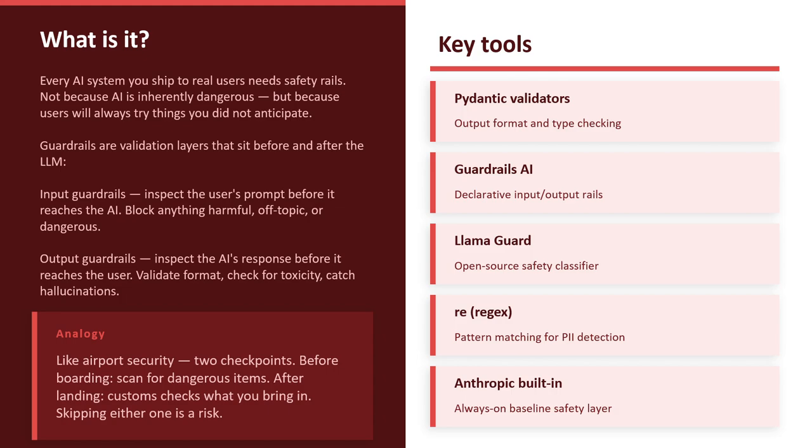Before boarding your flight, security scans for dangerous items. After landing at your destination, customs checks what you are bringing in. Two separate checkpoints catching two different categories of problems. Skipping either one creates a gap.